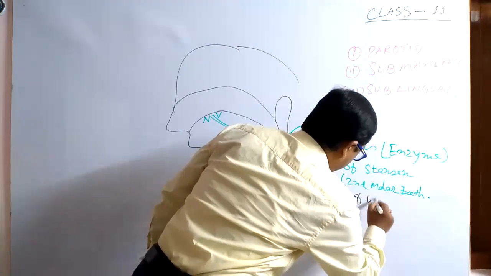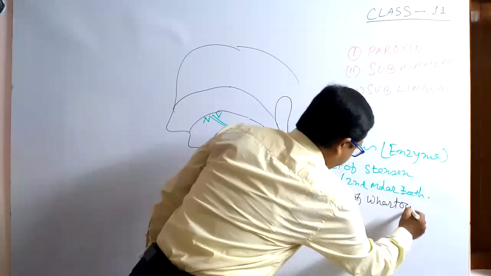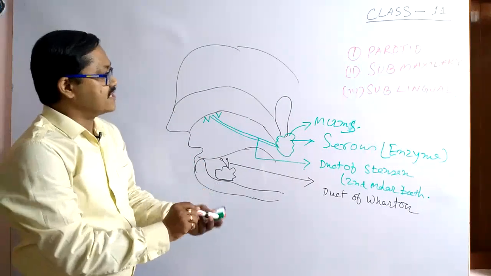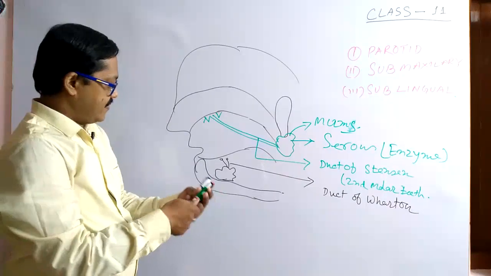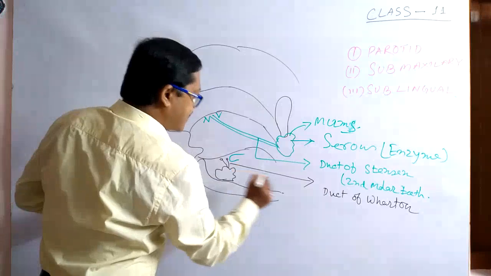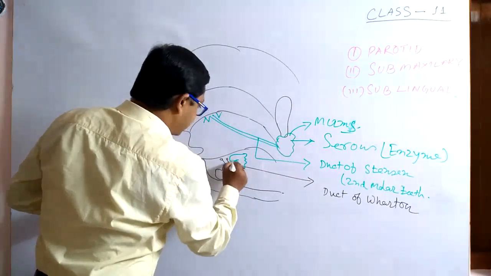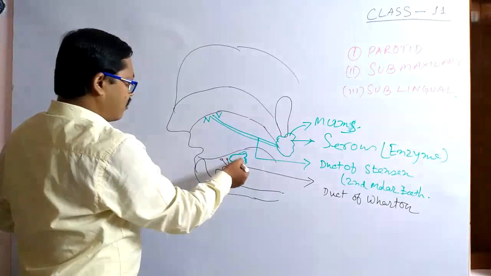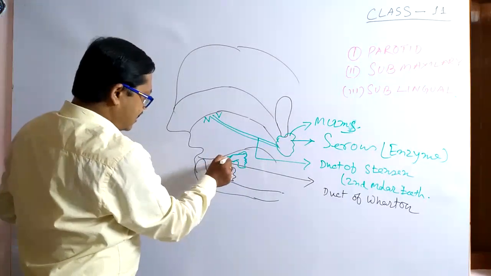This duct is called the duct of Wharton. Another type of gland is also present, called the sublingual. The sublingual gland is present above the submandibular gland, and these glands also open through ducts into the frenulum.